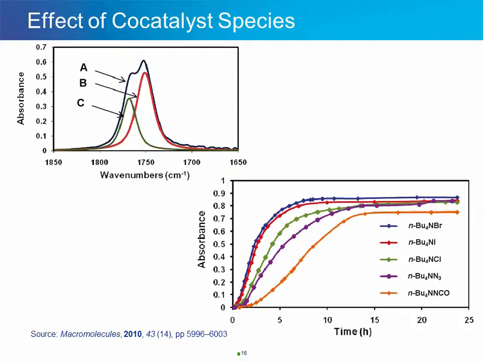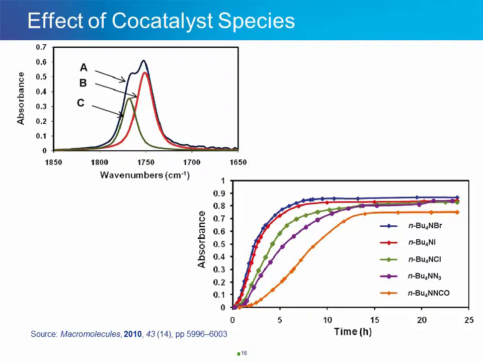A is the unconvoluted infrared spectra, so you see an overlap spectrum there. B is the deconvolved infrared spectrum corresponding to the polymeric TMC, or poly-TMC, and C is the deconvoluted infrared spectra corresponding to just the TMC.